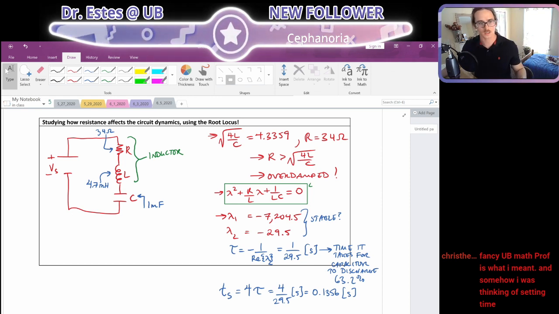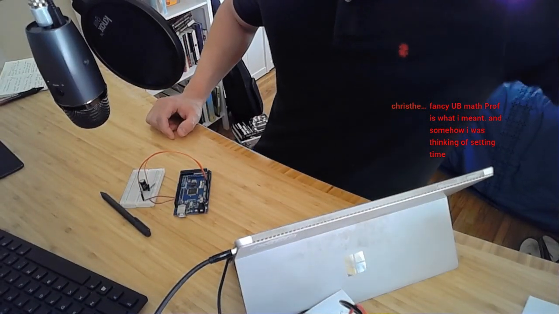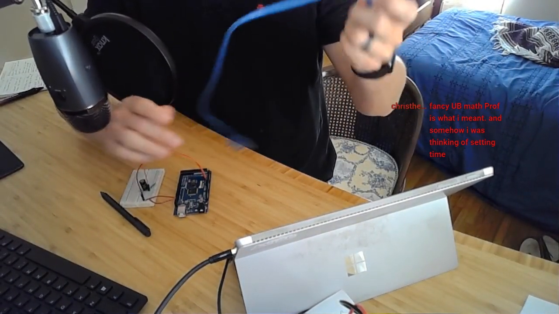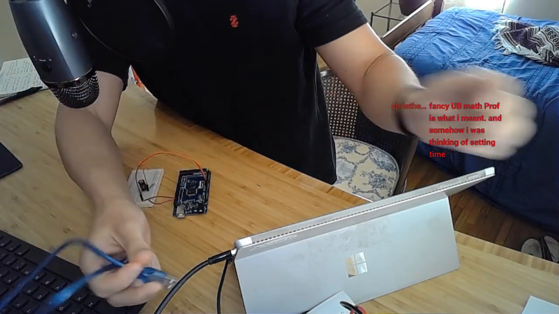I'm just setting up this circuit here. We need our handy dandy USB cable.